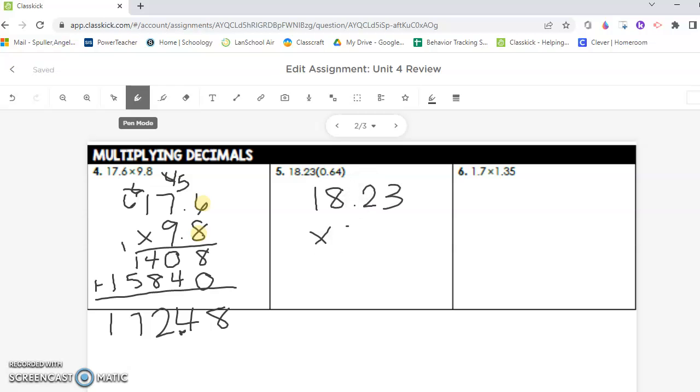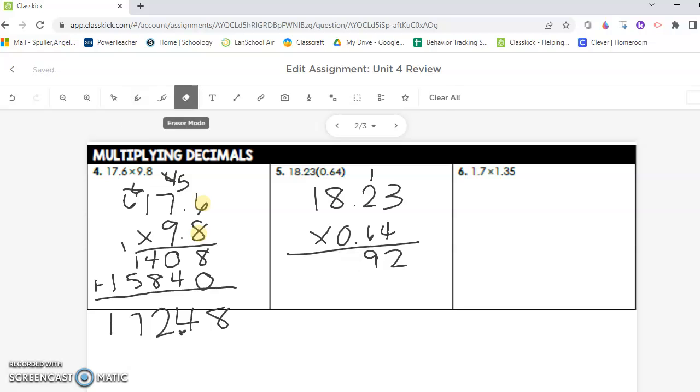18.23 times 0.64. Here we go. 4 times 3 is 12. Carry the 1. 4 times 2 is 8. Plus 1 is 9. 4 times 8 is 32. Oops, I put the wrong number down. 2. Carry the 3. 4 times 1 is 4. Plus 3 is 7. Okay.